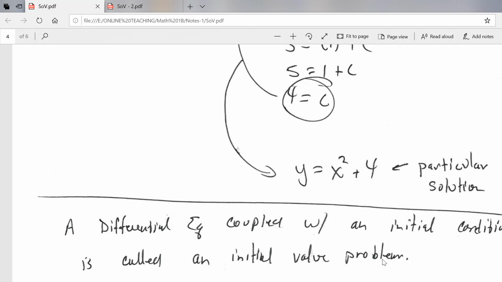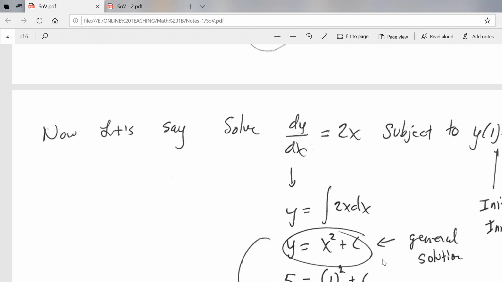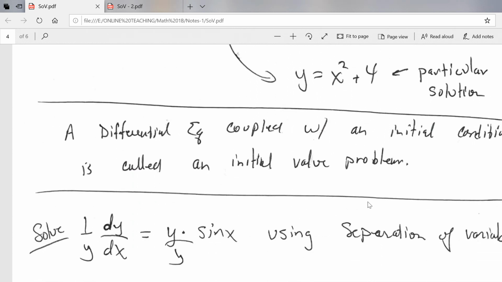So every time you solve a differential equation, you always get a general solution. But if it comes with an initial condition or an initial value, then when you solve it, you will get a particular solution, and that comes from an initial value problem. Okay?